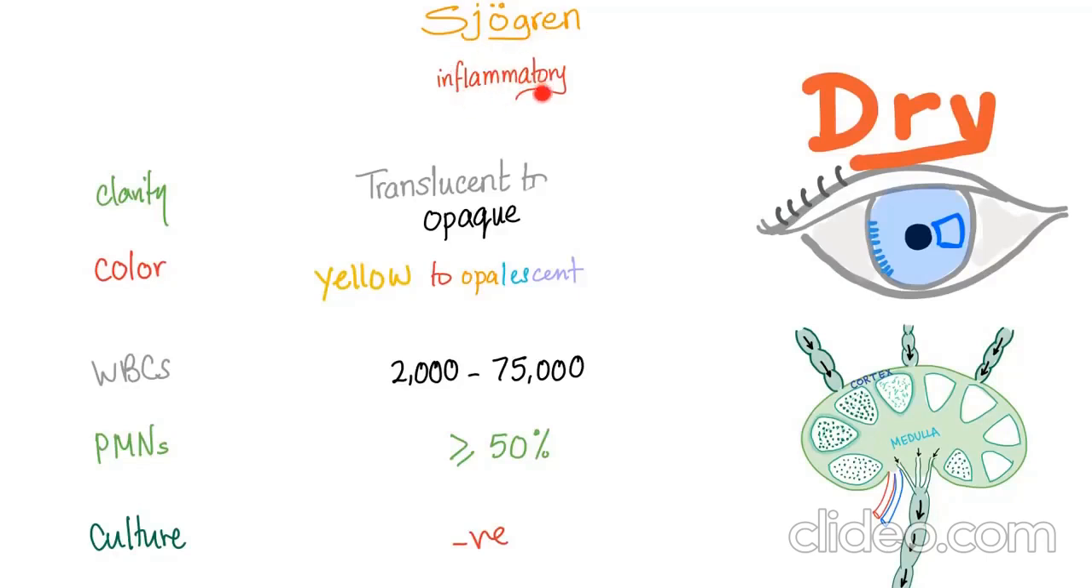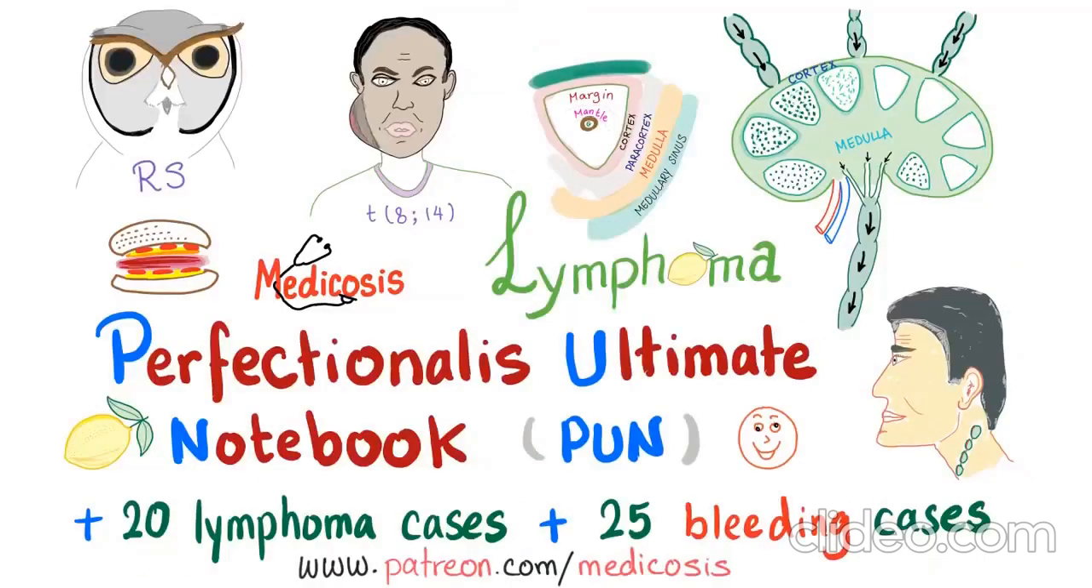Sjogren syndrome is an inflammatory arthritis, so treated exactly the same as rheumatoid, lupus, gout, etc. Clarity, transparent to opaque, which is not normal because the normal is transparent. Color, yellow to opalescent, which is not normal because the normal is colorless. White blood cells, 2000 to 75,000, which is not normal because the normal is less than 200. PMNs is abnormal, the normal is less than 25%. Cultures are negative.